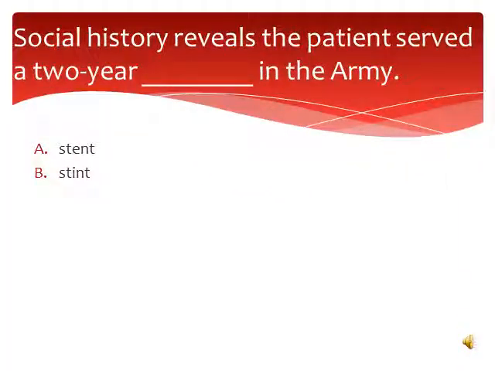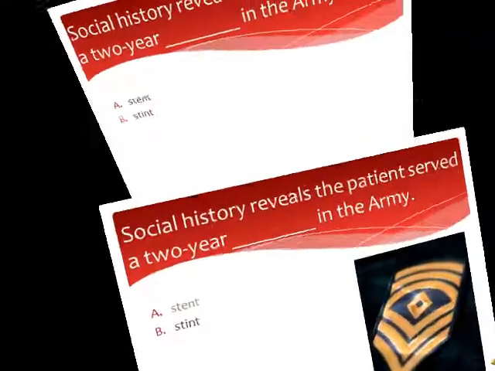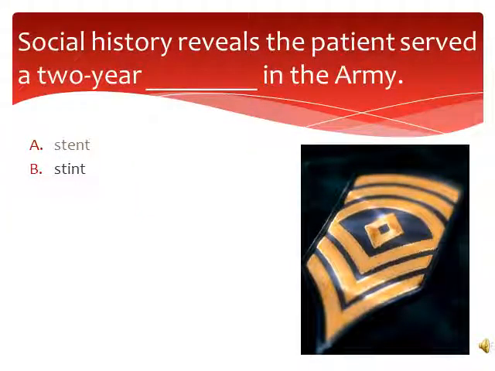How about this one? Social history reveals the patient served a 2-year stint in the Army. A or B? B is correct, a stint, a period of time doing something. Letter A, a stent, then, is a medical term meaning a slender thread, rod, or catheter inserted into a tubular structure, such as a blood vessel, or to provide support during or after an anastomosis.